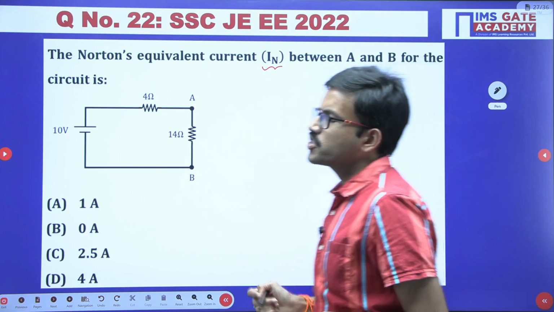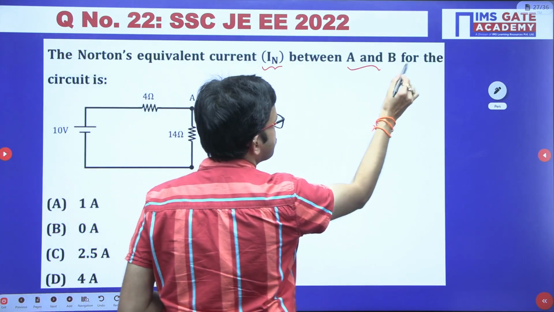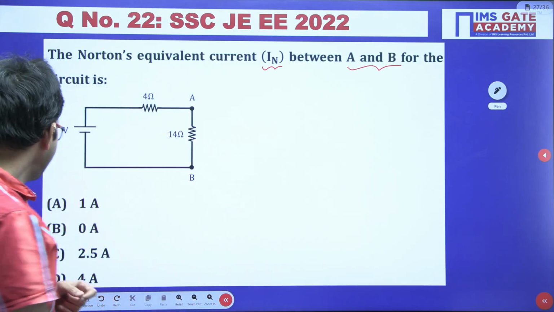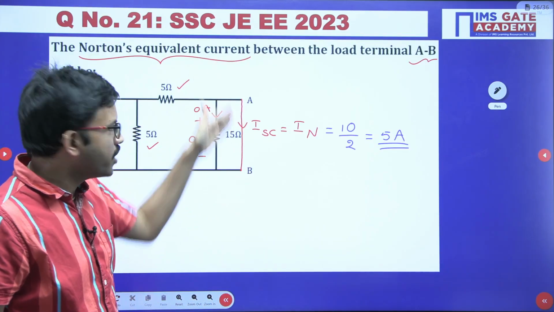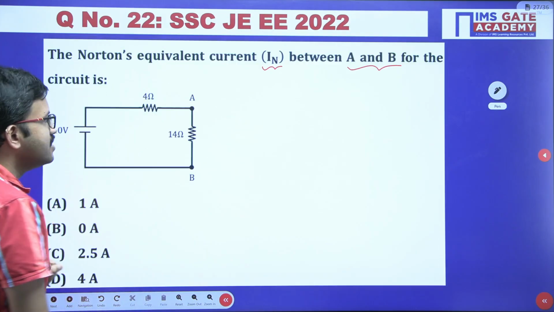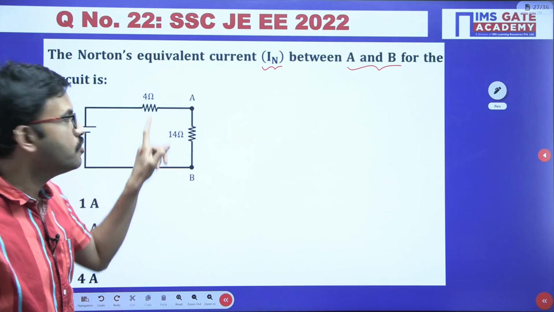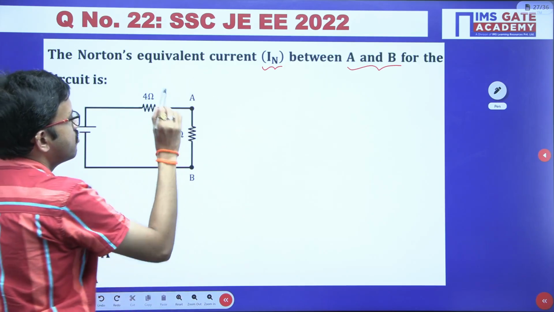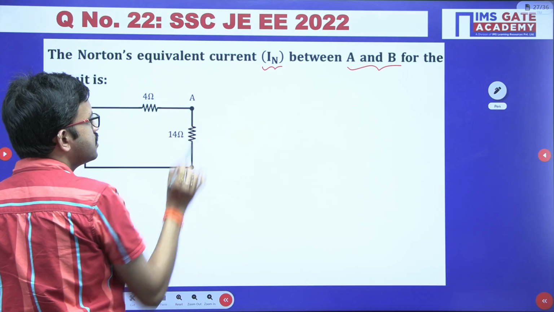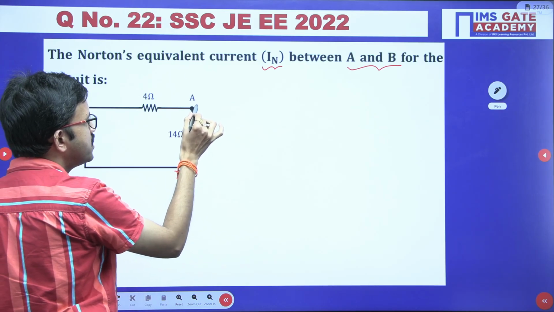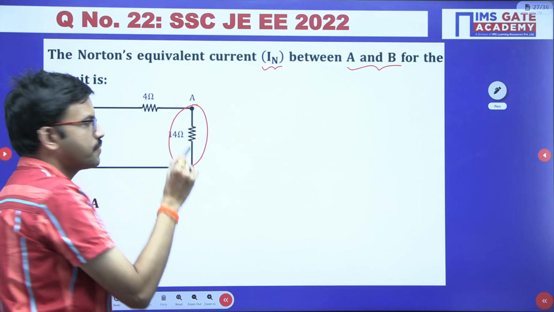So in this question, we have to calculate the Norton's current between the terminals A and B. In the earlier question, they kept terminals A and B initially open, so we had shorted. But in this question, between the terminals A and B, they have given one resistor. Now, because you have to calculate the equivalent current, not an equivalent resistance, in this question we have to short the terminals A and B. We have to make the short, right?